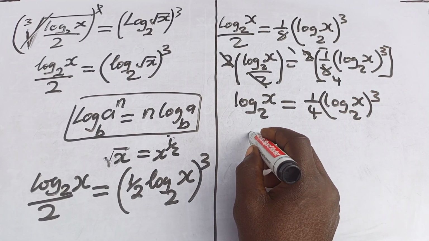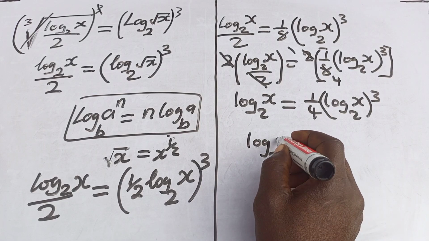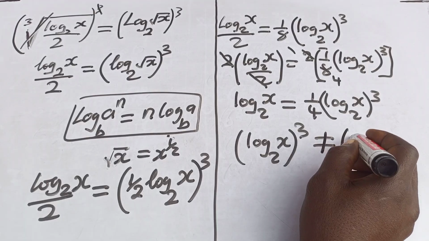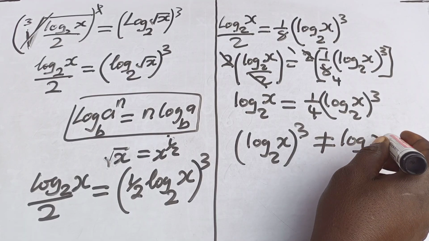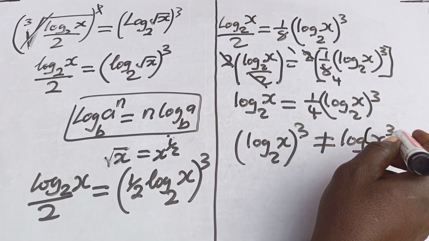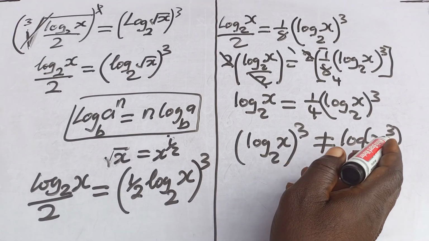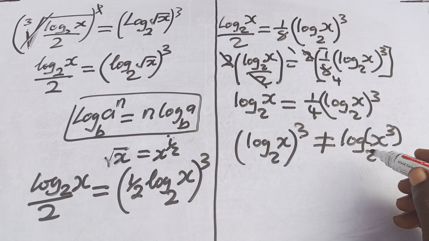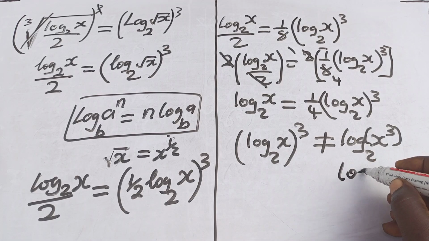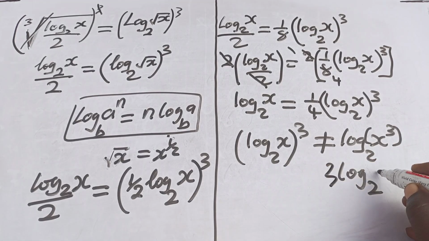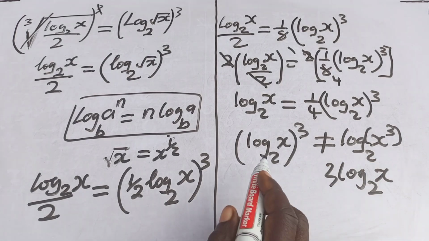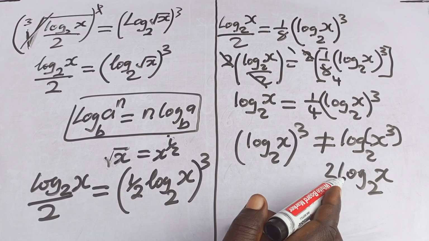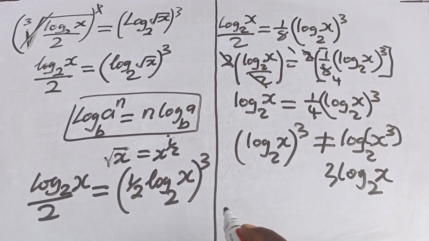Again, take note that log to the base 2 of x, all cubed, is not the same as log to the base 2 of x cube. This is not the same as that. This one is 3 log to the base 2 of x, but this one cannot be expressed as such. So no confusion here. Alright.